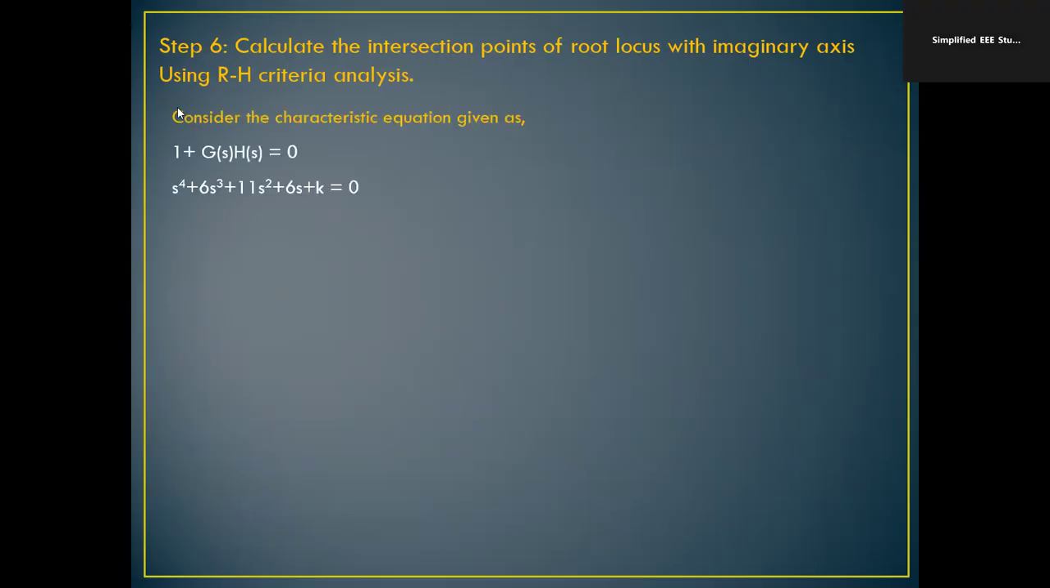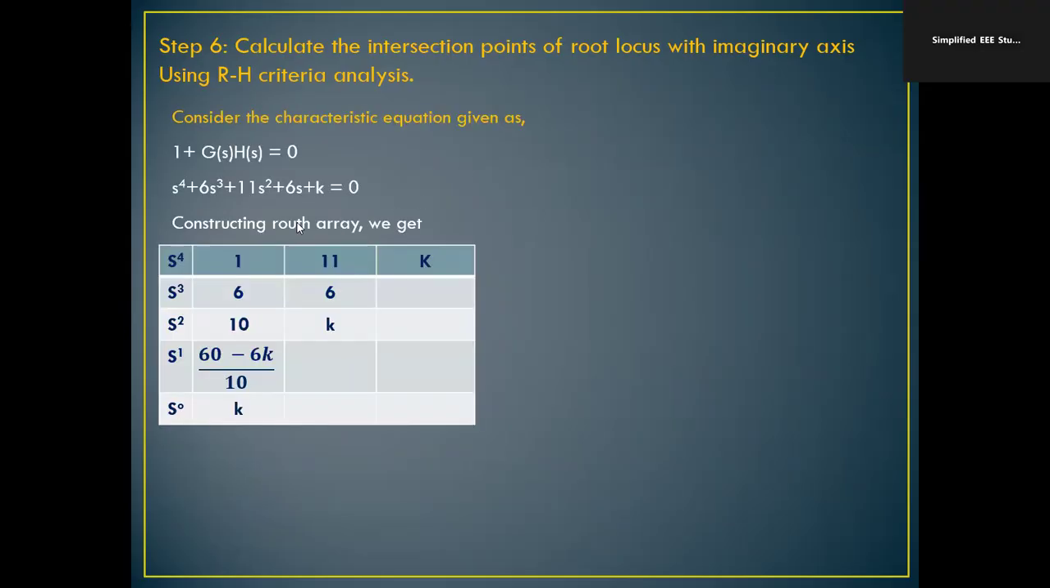So what you can do is write the characteristic equation. From that, construct the Routh array as per the procedure. Then from that, you are able to get the equation. So (60 minus 6k) divided by 10 greater than or equal to 0.